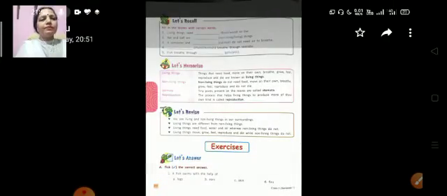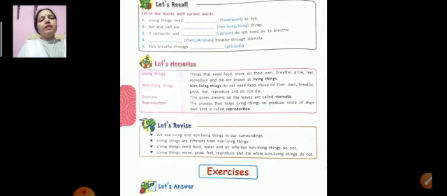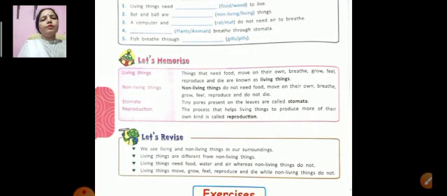So children, here you can revise and memorize what living things and non-living things are, and stomata and reproduction. You have to learn all these things.